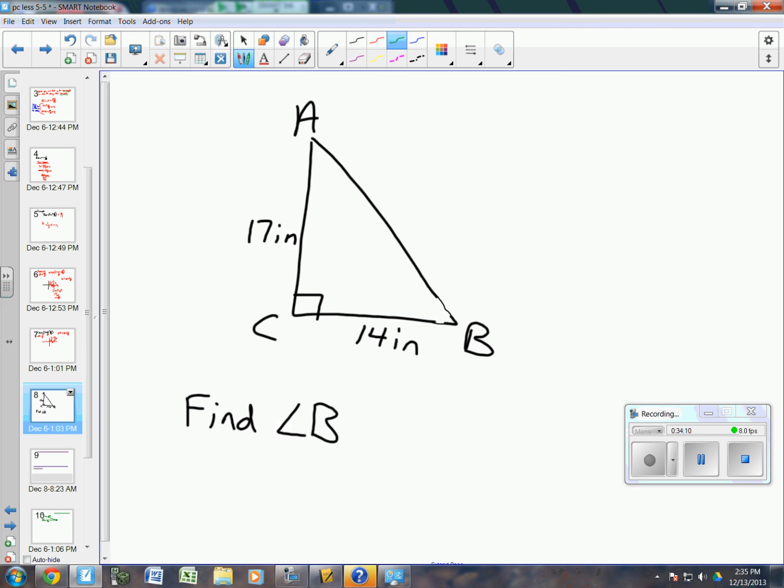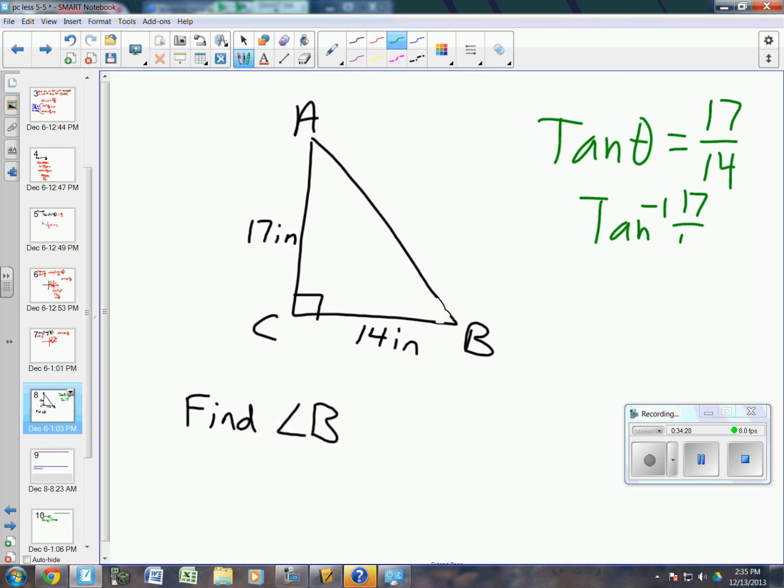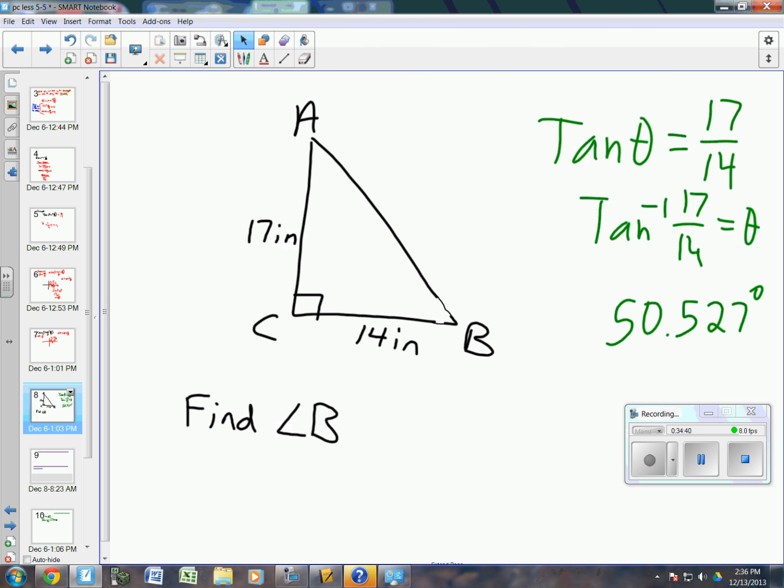Okay, that sounds right. Well, I'm looking for angle B, right? I have the opposite side and the adjacent side. That's tangent, right? So it's asking me the tangent of what angle equals 17 over 14. I just put it in my calculator as tangent inverse of 17/14, and it will give me the angle, which is 50 point what? Degrees, right? And that's what we're going to be using it for, to solve right triangles.